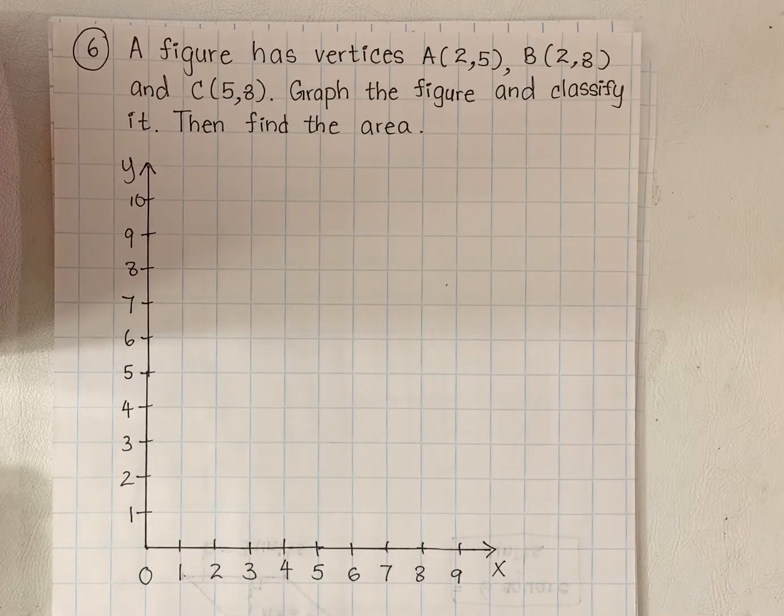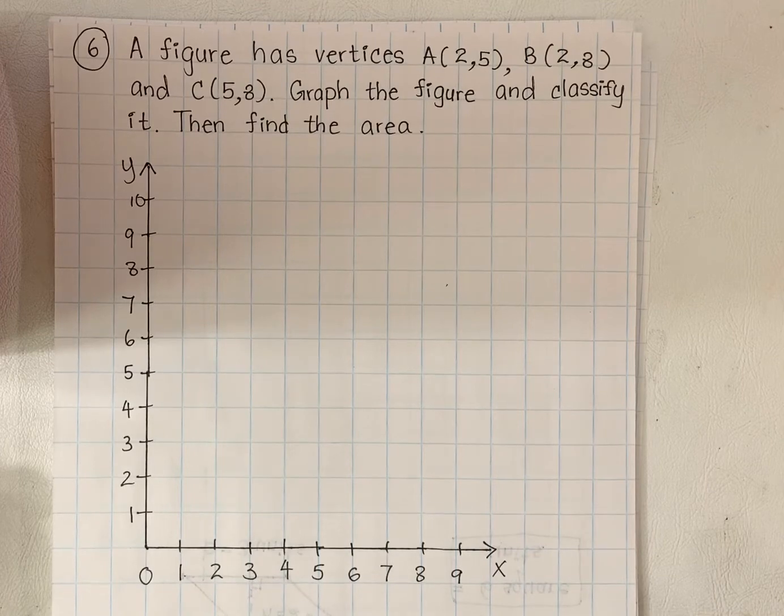Here's example 6. They're asking us to find the area after plotting the vertices A at 2, 5, B at 2, 8, and C at 5, 8. Graph the figure and classify it, then find the area. So once we graph it, we'll be able to identify the figure, which should tell us the formula that we can use to find the area.